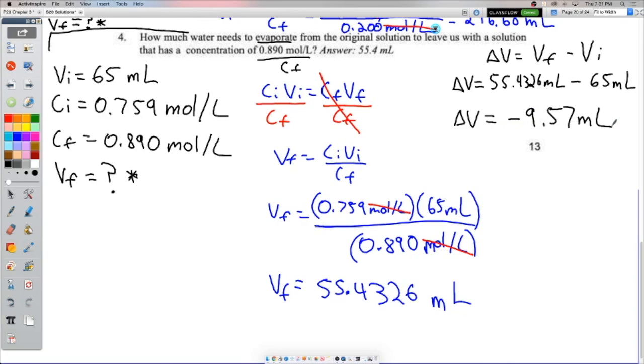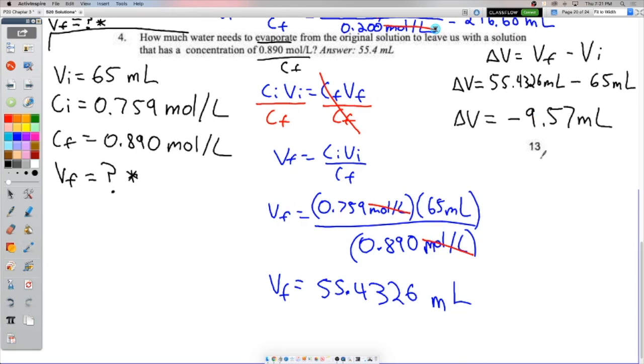What does that mean, the change being negative? Well, think about your bank account. If the change in your bank account is negative, that means you spent money. Same thing here. The change is negative, so some volume was lost. The volume ended up lower than it started. So there's nothing wrong with that.